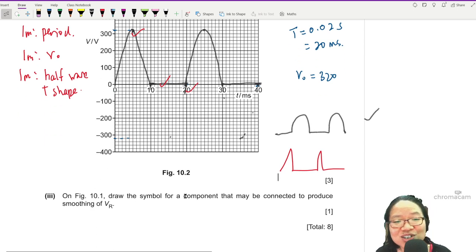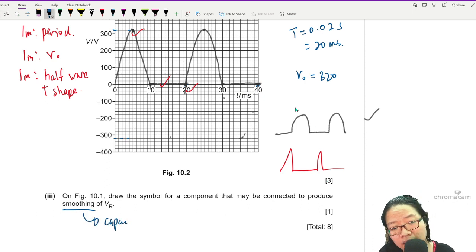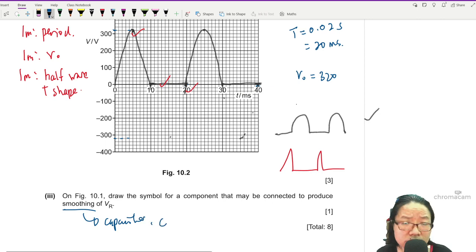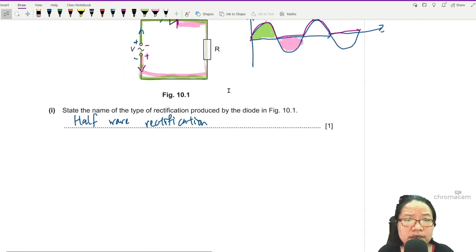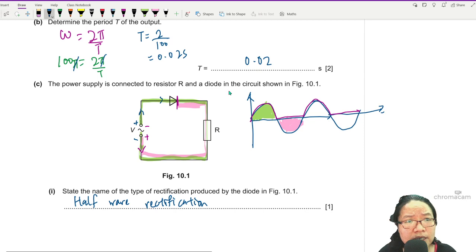Okay. Next, draw a symbol for a component that may be connected to produce smoothing. So when we want to smooth our VR, we need to connect a capacitor. Capacitor C. So we will put the capacitor here, in parallel.